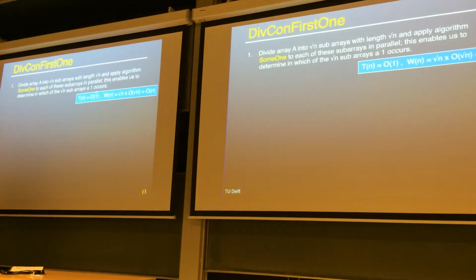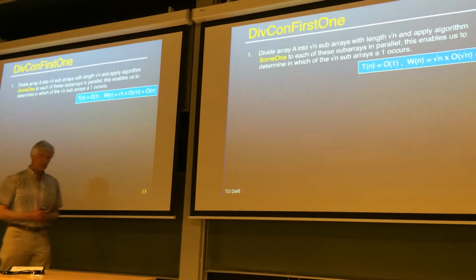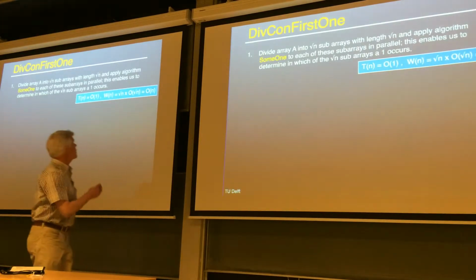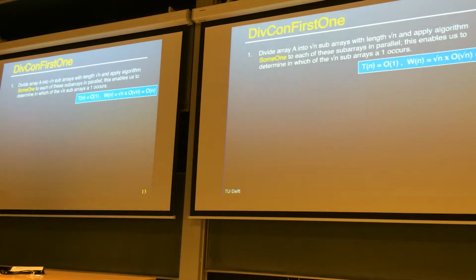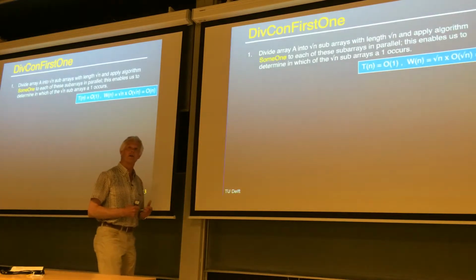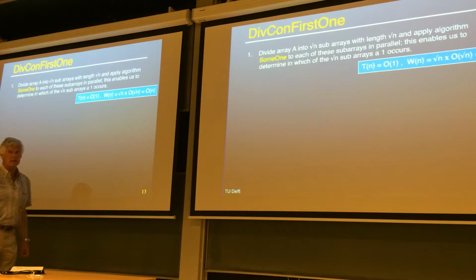What's the amount of time? What's the amount of work? Well, applying someone in parallel will cost you O(1) amount of time. Someone has the complexity profile O(n), O(1). So that means that O(square root of n) is the amount of work you need for applying someone to a subarray. You have square root of n subarrays, so the total amount of work is square root of n times square root of n, which is O(n). So the first phase in total will cost you this amount of work and amount of time.